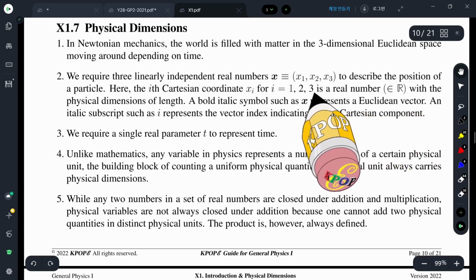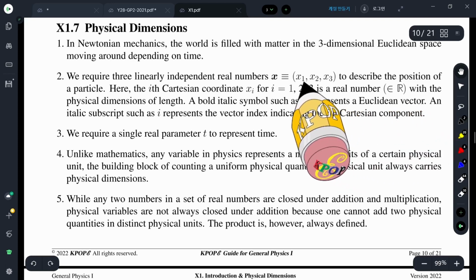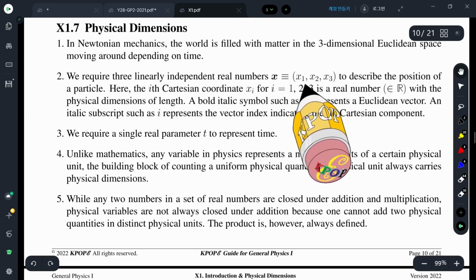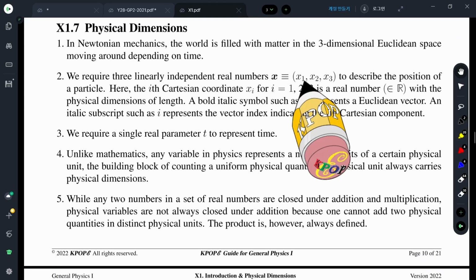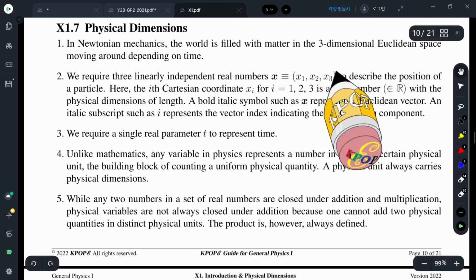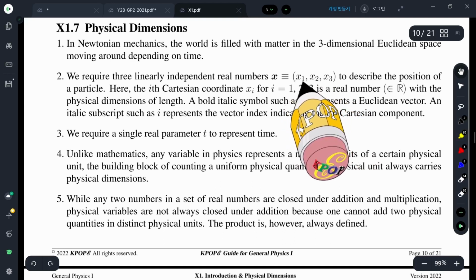However, in physics, even though I do not write down the actual physical dimensions, it is assumed that x has its own physical dimensions. For example, if this is a displacement or position vector, then x has the physical dimensions of length. It is not a pure number. It is a pure number multiplied by a unit. That unit has the physical dimensions of length. That's quite important.